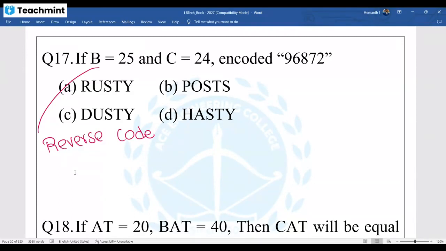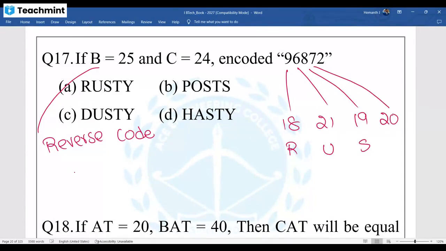Now, if you think in reverse code direction, B has 25, C has 24, then what is for 9? 9 means original code is 18, R. Here 6 means original code is 21, U. You know the sum of those two must be equal to 27. Forward code plus reverse code summation must be equal to 27. When it is 9, here 18; 9 plus 18 is 27. 6 plus 21 is 27. Here 18 means we need 19, then only 27. Here 7 means we need 20, then only 27. Here 2 means we need 25, and 25 is nothing but Y. RUSTY, option A.